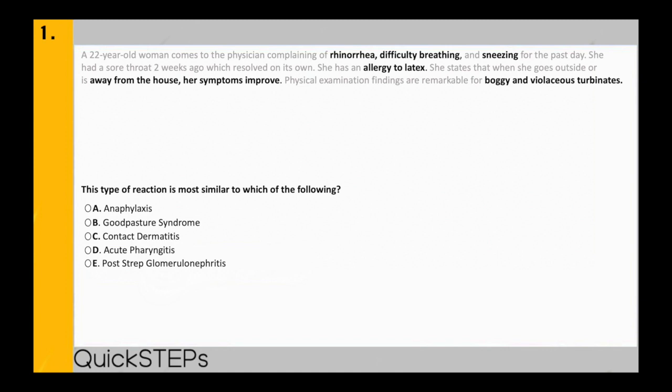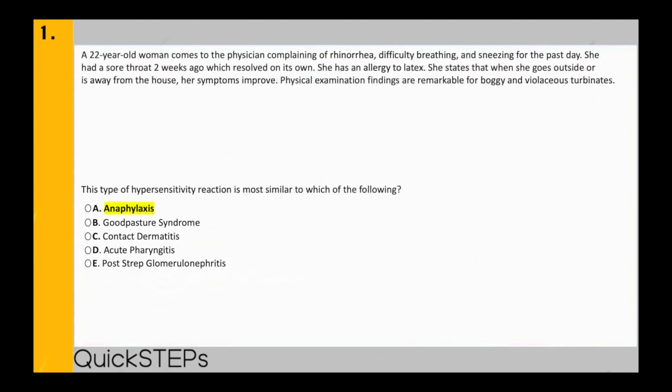Hopefully you're saying hypersensitivity type 1. This is the hallmark description of hypersensitivity type 1. Sneezing, atopia, allergies, runny nose or rhinorrhea, and watery eyes. You can also get wheals and urticaria. And if it's severe enough, you can go into anaphylaxis, which is actually answer choice A.